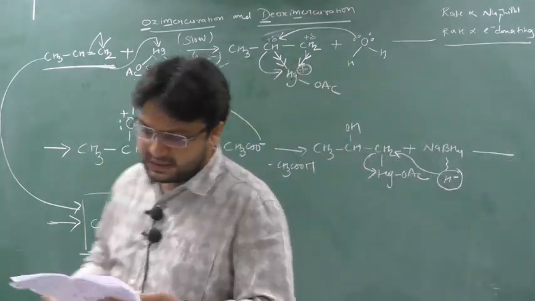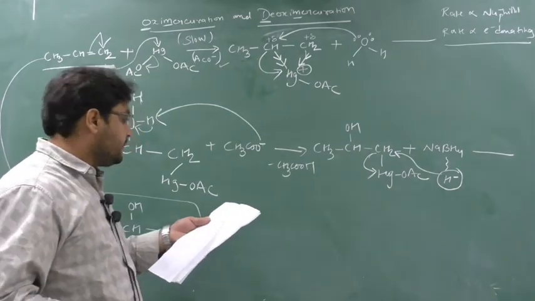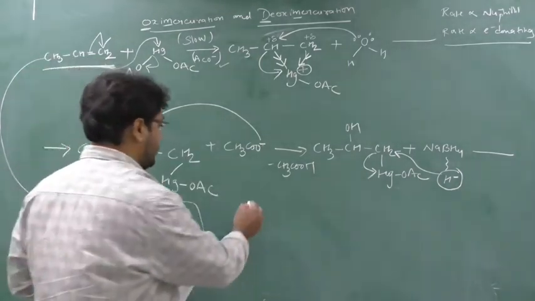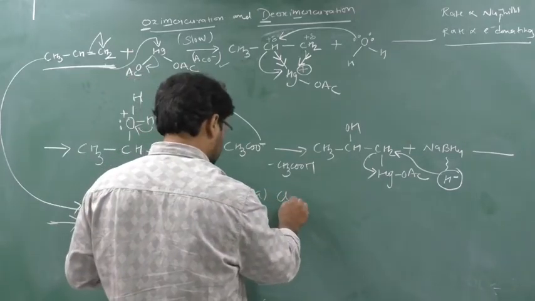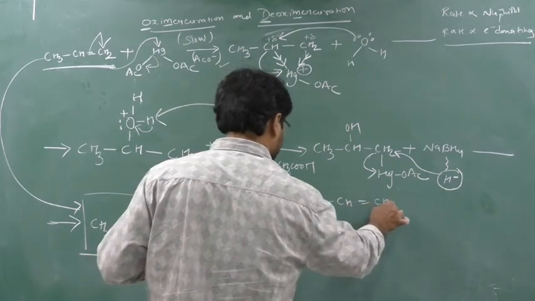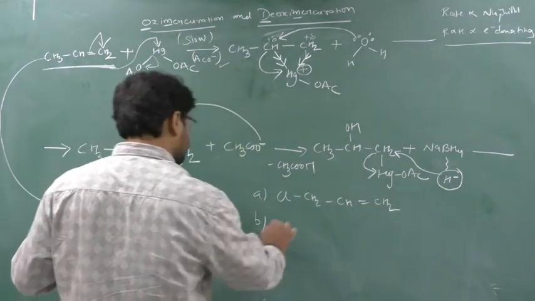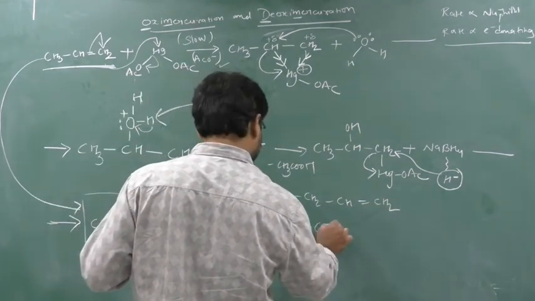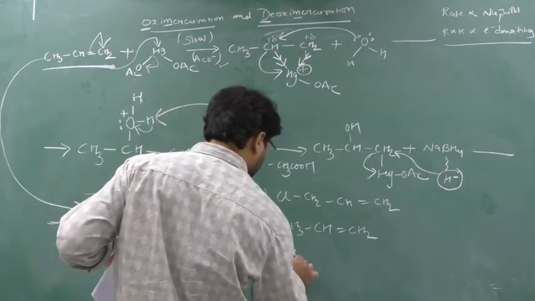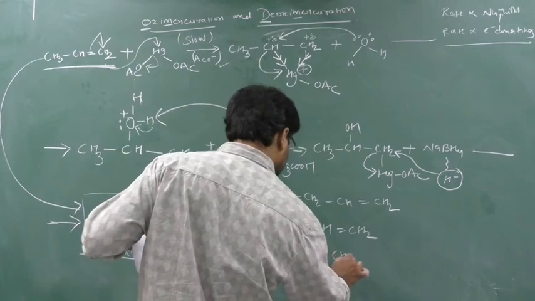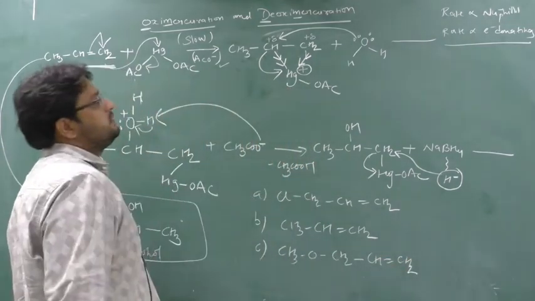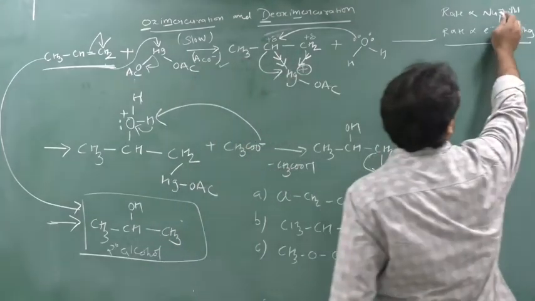One example has been given where oxymercuration and demercuration will be easily possible. They have given option A, that is Cl, CH2, CH double bond CH2, option B, CH3, CH double bond CH2, and option C, CH3O, CH2, CH double bond CH2. So as we know, rate is directly proportional to nucleophilicity.